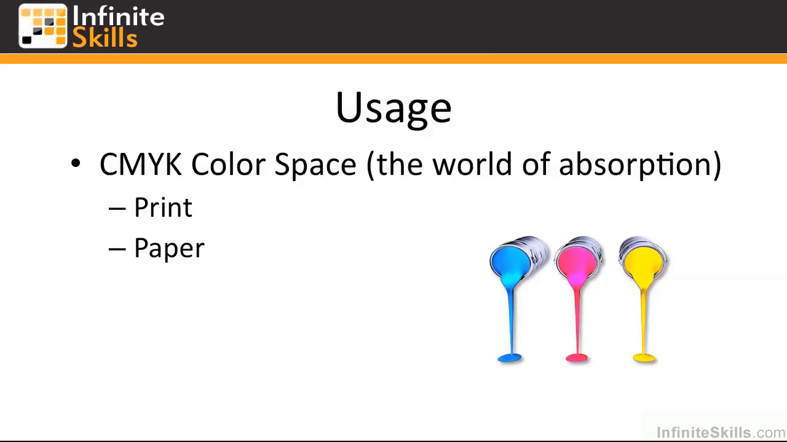Now, technically speaking, if you could take 100% of cyan, magenta, and yellow and mix them together, it would produce a black. But because of impurities in inks and things like that, they add that fourth can of paint, if you will, CMYK, and the K stands, of course, for black.